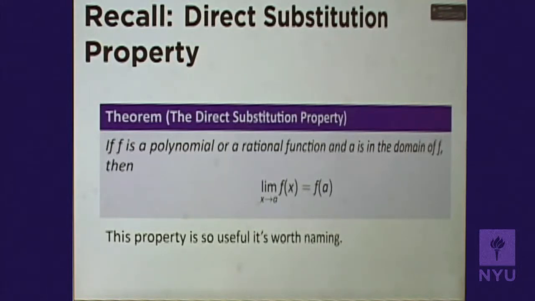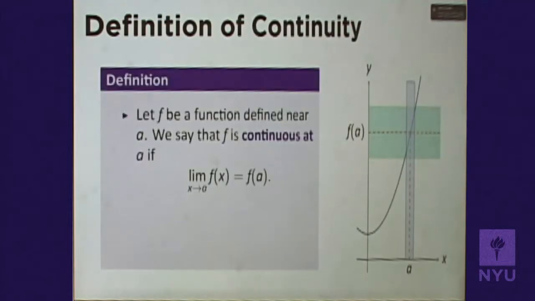All right, and that property was enjoyed by polynomial functions and rational functions, and also some of the other functions we know, such as trigonometric functions, logarithmic functions, exponential functions, and many algebraic functions. So that property is so useful, it's worth giving its own name. Any function which satisfies the direct substitution property at a point is called continuous at that point. So here's the definition of continuous.